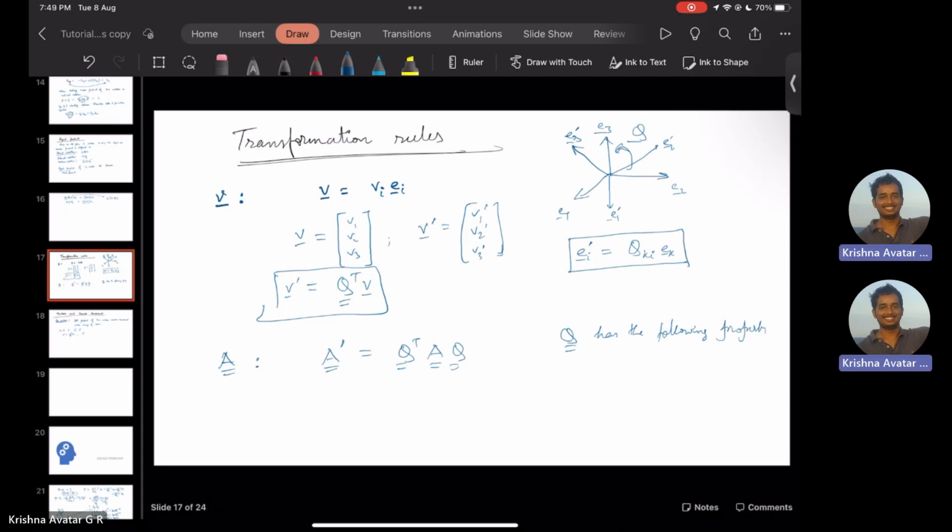It has the following properties: Q transpose Q is equal to identity, and the second property is that Q inverse is equal to Q transpose. It's actually the second property which results in the first, or vice versa. I mean, it's the same thing. So this is what we call the orthogonality property, which means that Q is also known as an orthogonal tensor.